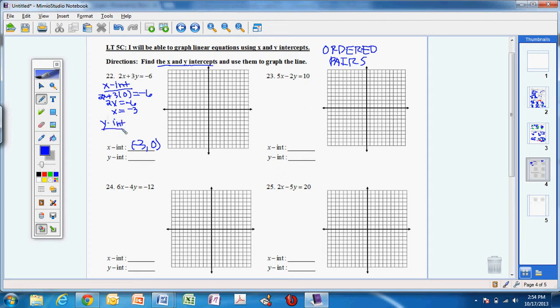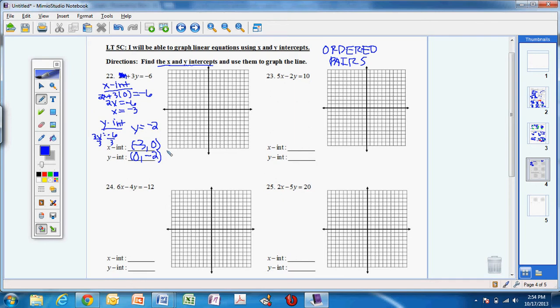My y-intercept on my graph is the y value when x is 0. Again, if you want, you could do the cover-up. When I plug in 0 for x, that term is going to go away, and I'm left with 3y equals negative 6. So dividing by 3, I'm going to get y is equal to negative 6 divided by 3, which is negative 2. So as an ordered pair, that's the y value when x is 0. So x is 0 and y is negative 2.